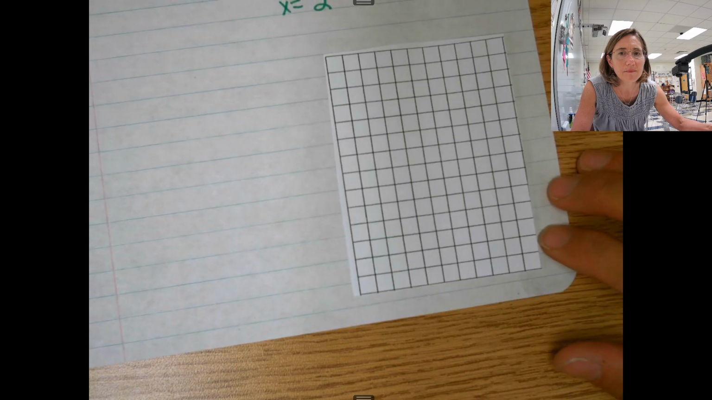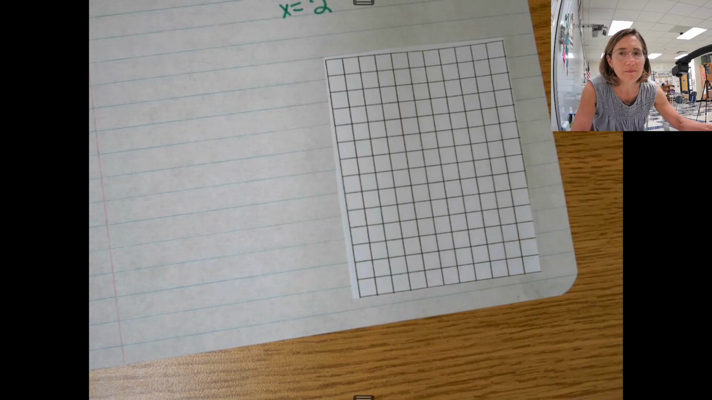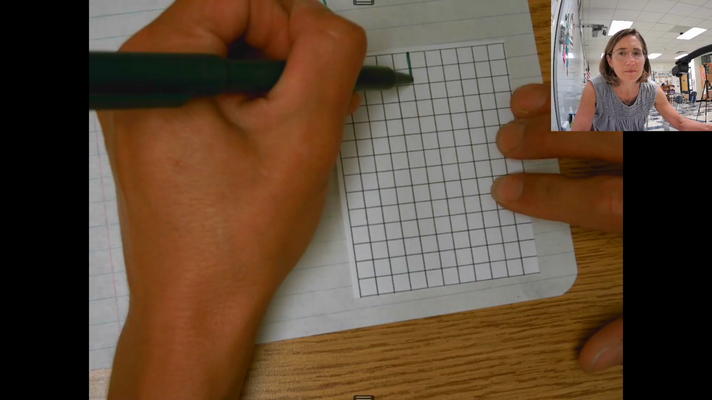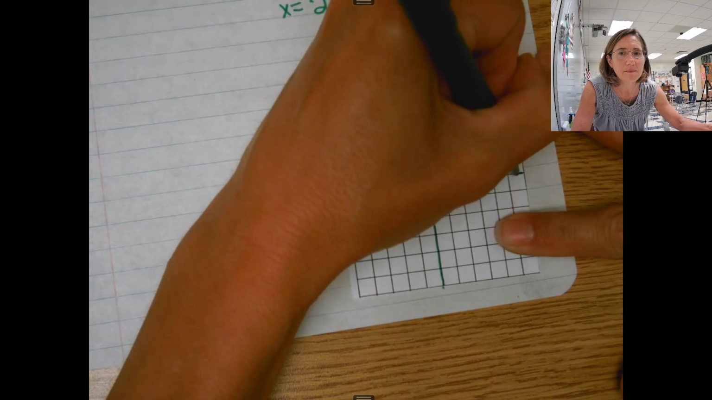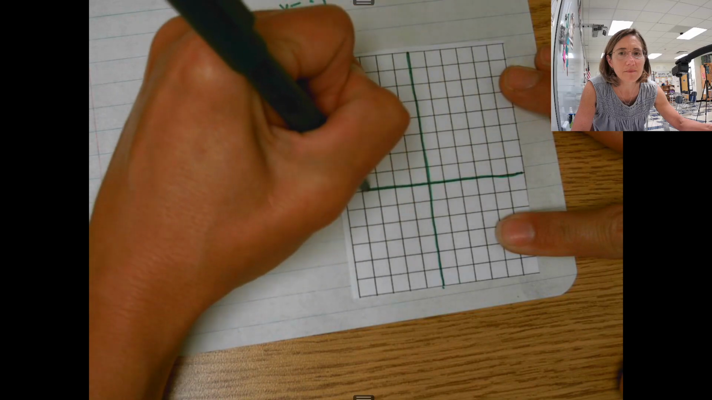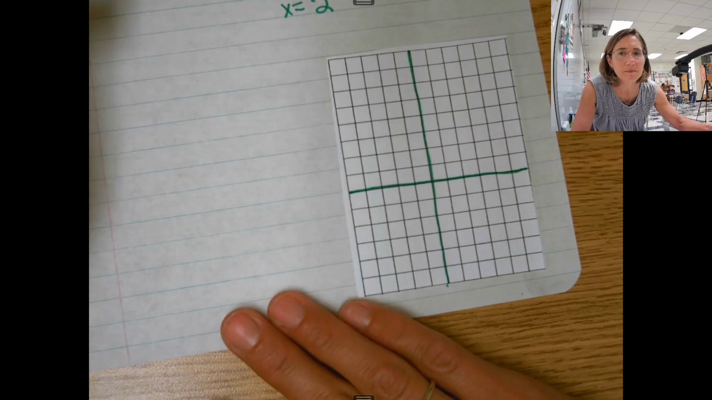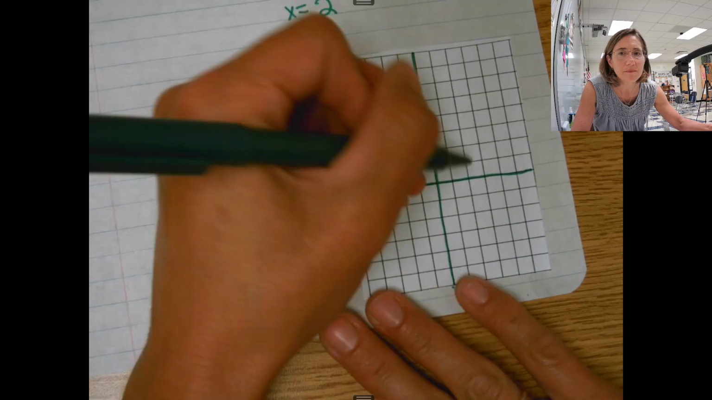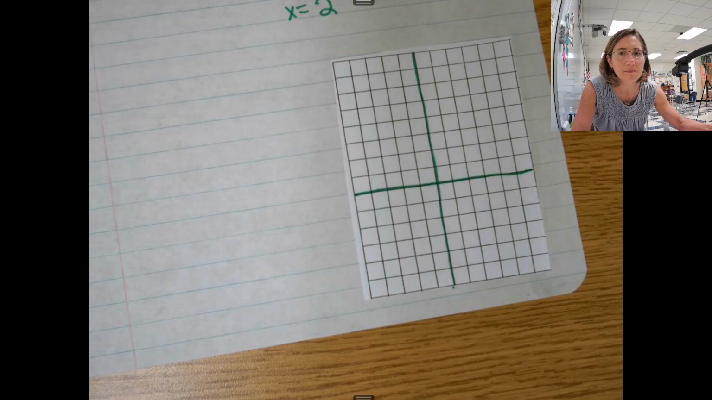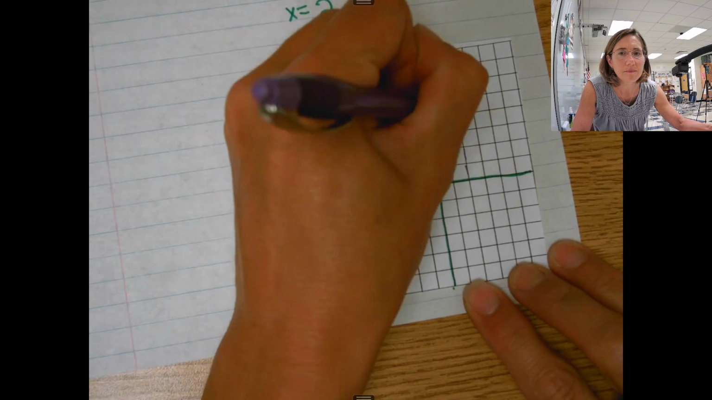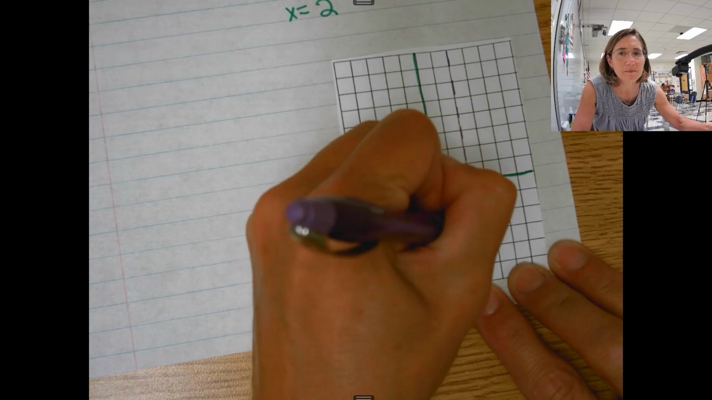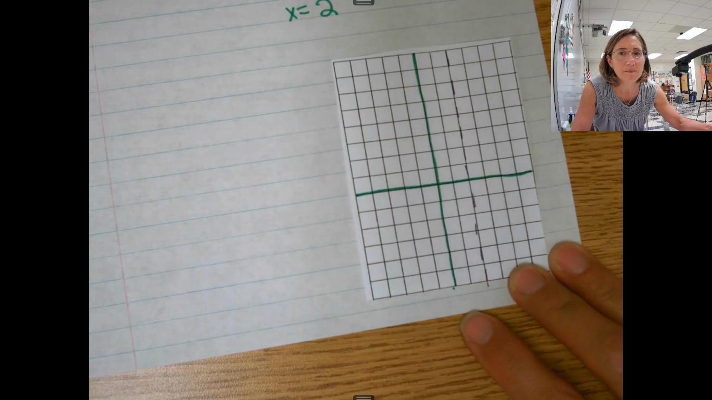Oh, I need another piece. So we know that the axis of symmetry is going to be where x equals 2. So let's see, I'm going to get my x and y axis on here. Okay, so x equals 2 is, I'm going to do a purple dotted line. 1, 2. So here's where the fold is going to be on my parabola.